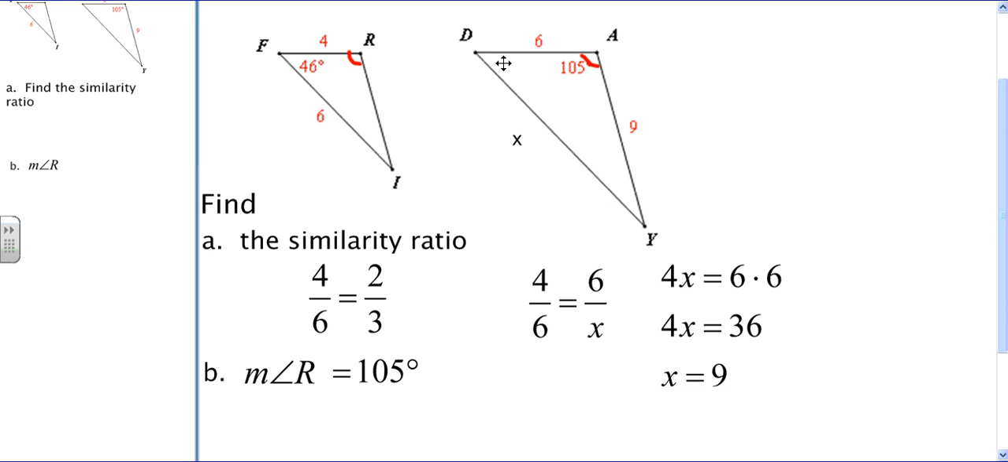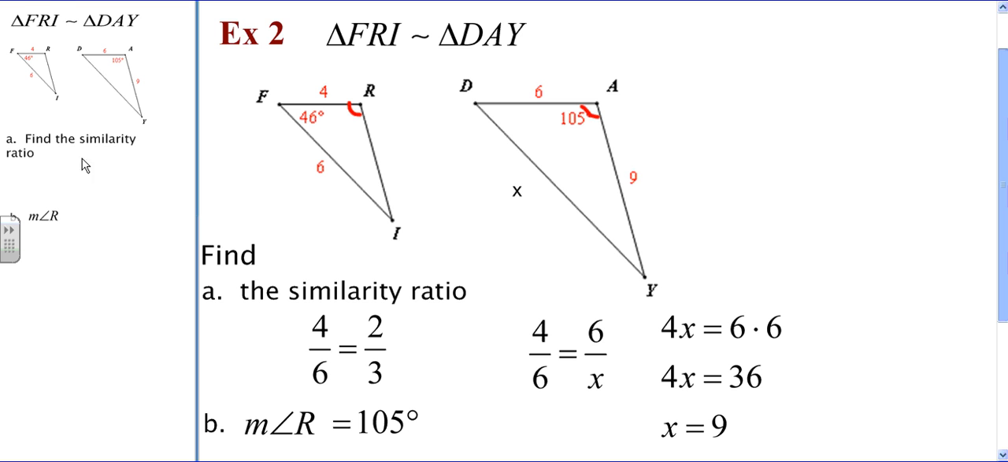If I wanted to, I could find the measure of angle D. Since F is 46, D would be 46. Could I also find the measure of I and Y? I could, because all my angles have to add up to 180. I could just add the two that I know and subtract from 180 to get the third. Now make sure in this example you're writing in the left-hand column exactly the questions from the example so that you could answer them later.